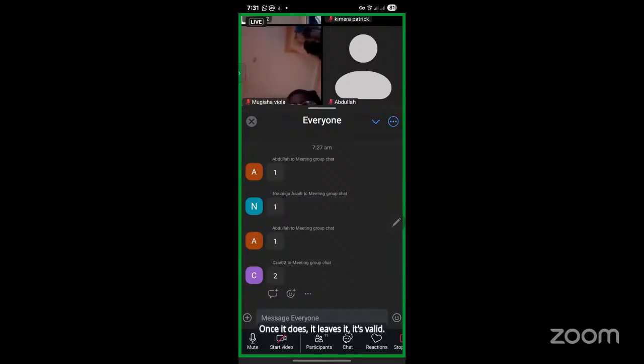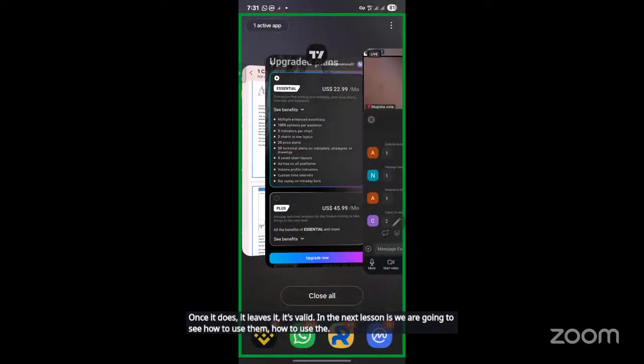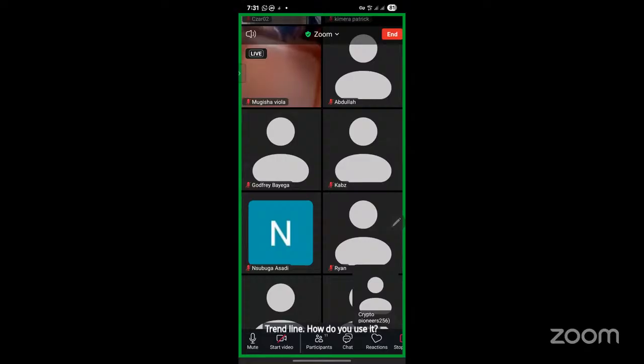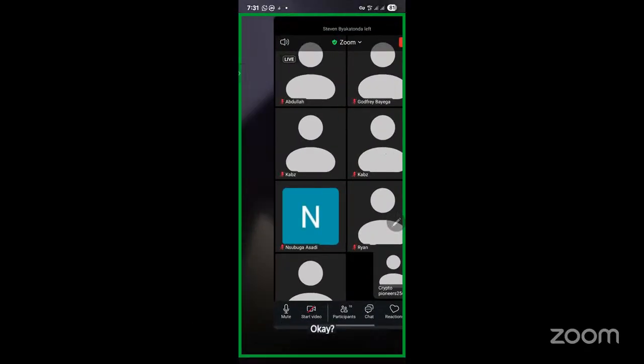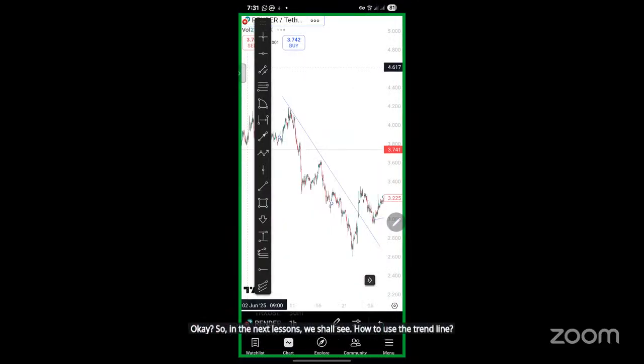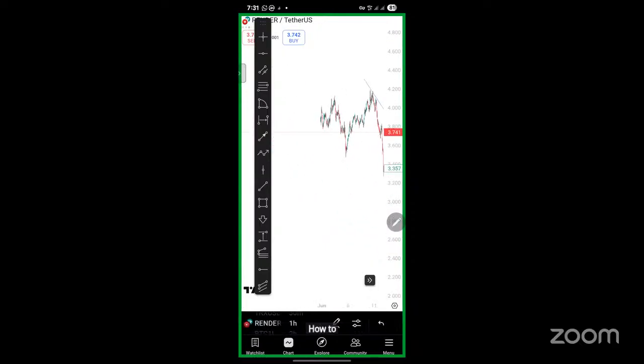In the next lessons, we are going to see how to use them, how to use the trend line. How do you use it? In the next lessons, we shall see how to use the trend line.